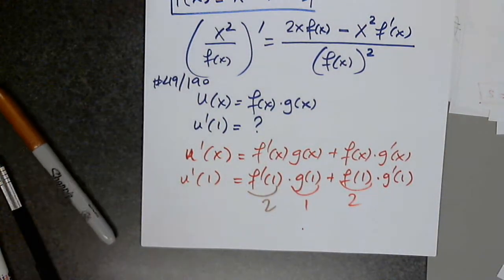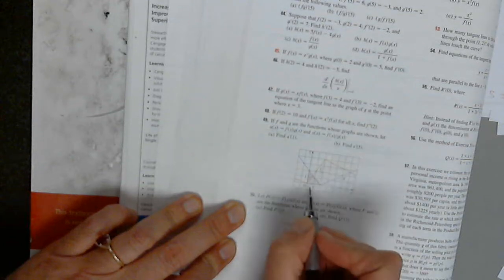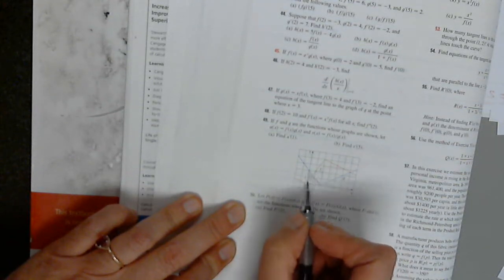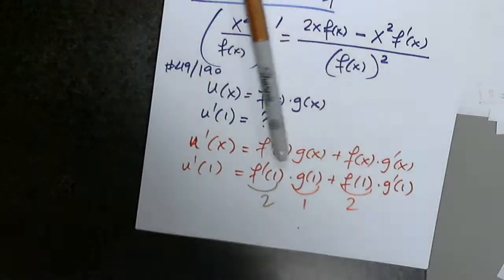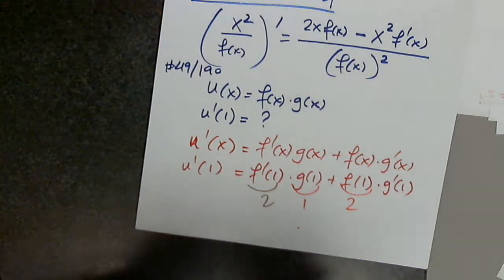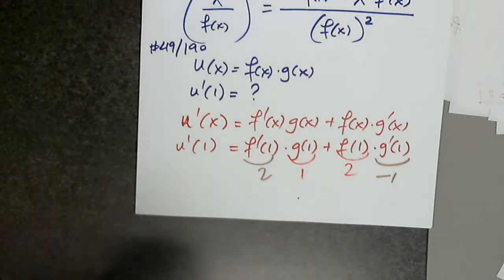Good. Now I have to determine g prime of 1. So go back to g. G prime of 1 is here. So through the corners of the grid, somehow, I create this right triangle. It's a negative slope, and it's 2 and 2. Rise over run. 2 over 2 is 1, but because it's negative, negative 1. So this is negative 1.